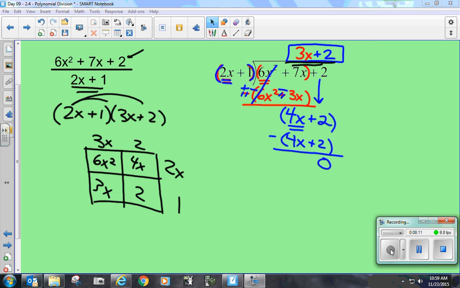And how I work this out is, I diagonally add these. I add 6x squared to nothing. There's no other box diagonal with it, so that stays 6x squared. These two combine, 4x and 3x, 7x. There's no other box to combine this with, 2. Look at that. That's the answer here, isn't it?